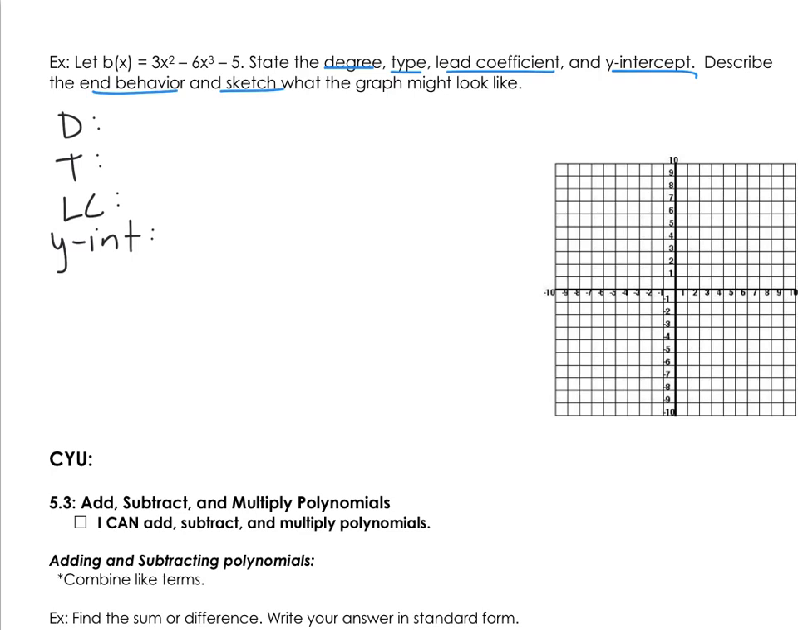I have 3x squared, but then -6x cubed is a bigger exponent. If we write it in standard form, which would be expected to help determine our lead coefficient, we actually have to write -6x cubed first, and then plus 3x squared minus 5. So that order is going to be significant in helping us determine our key features. That was to the third. All right, so because of this, our degree is 3, and the type then would be cubic.